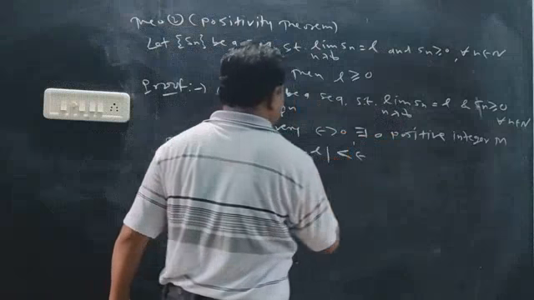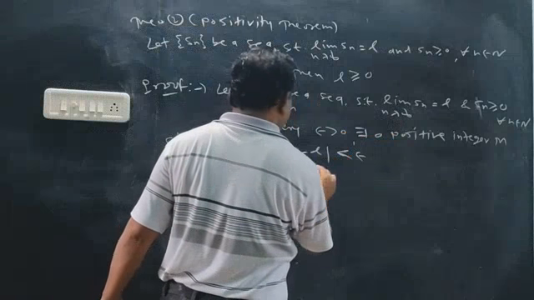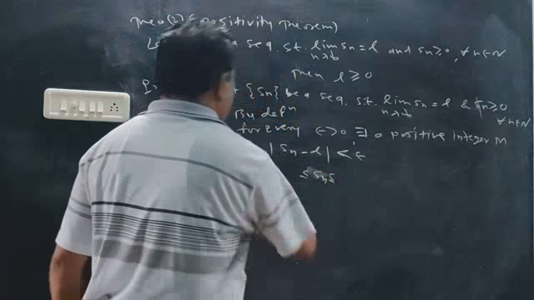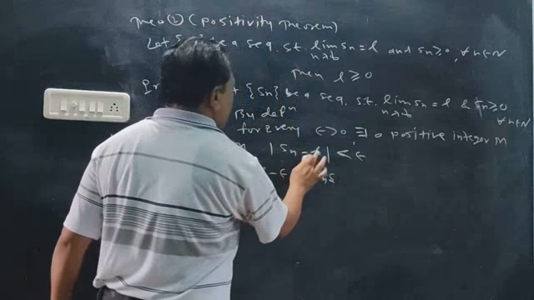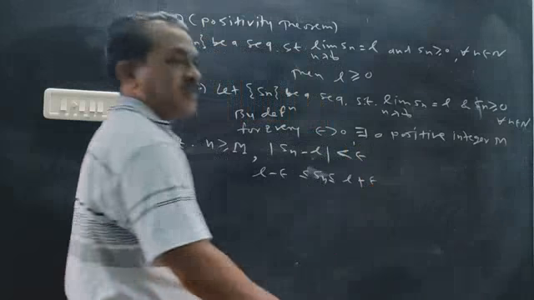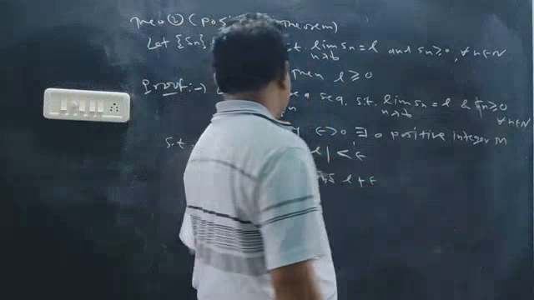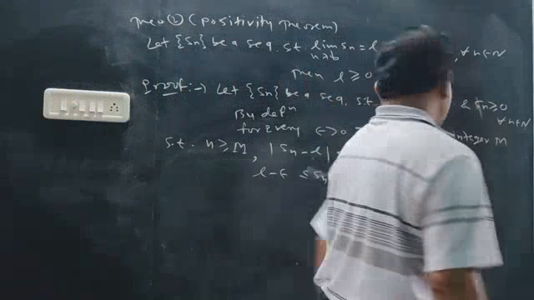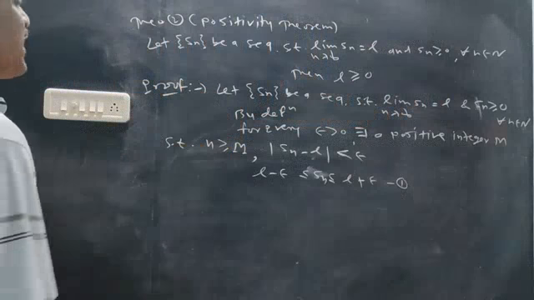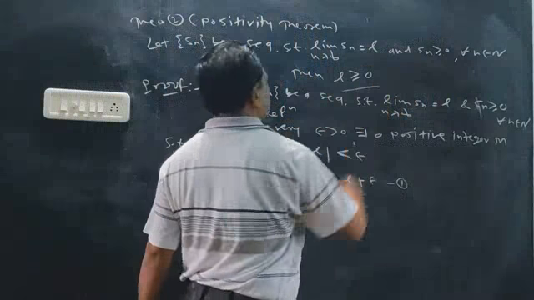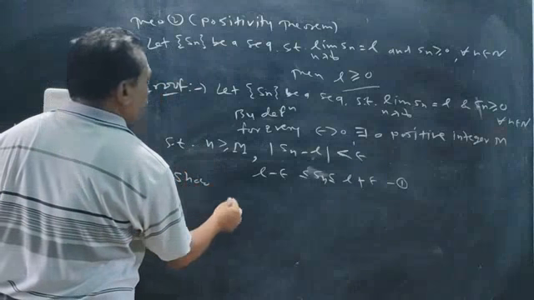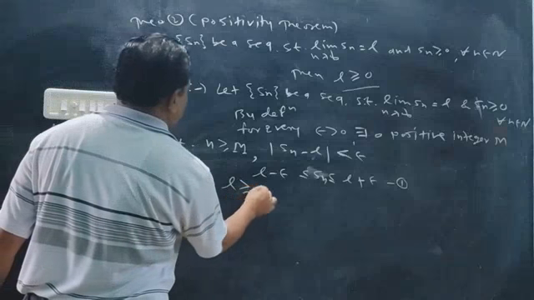That means, using the technique of mod, Sn lies between L minus epsilon on the left side and L plus epsilon on the right side. We use the less than and greater than because I want to show positivity. Now we have to show that this limit L must be positive.